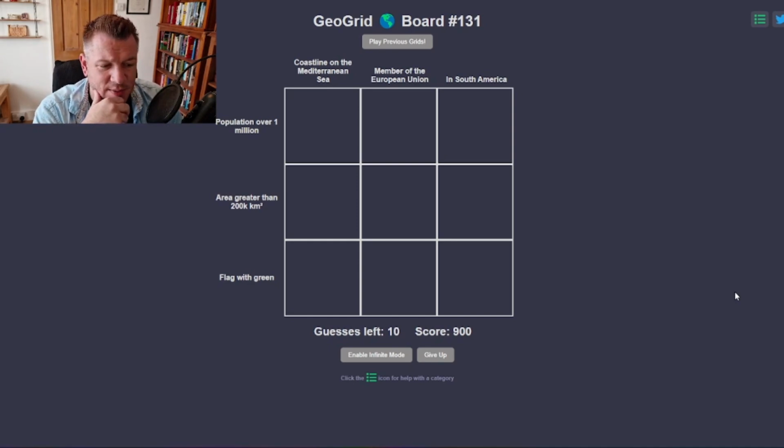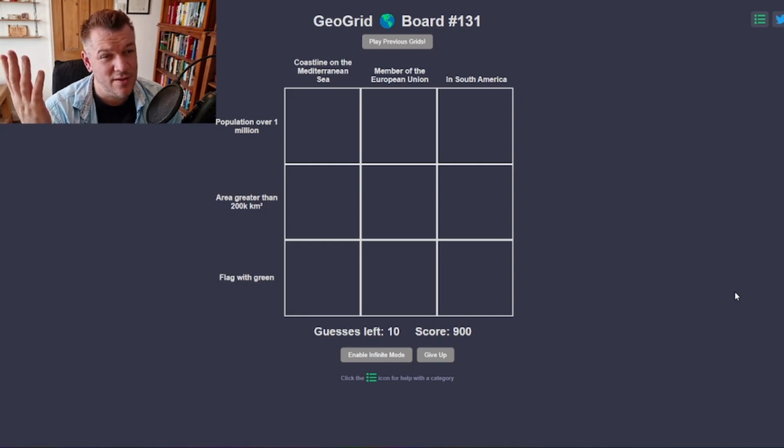But yeah, so that's going to be interesting to try and figure out. Although kilometers, I think that would just be more, wouldn't it? So like 200,000 would be what, 150,000, 130,000, 120, 130, something like that. Miles. So okay, and then flag with green.